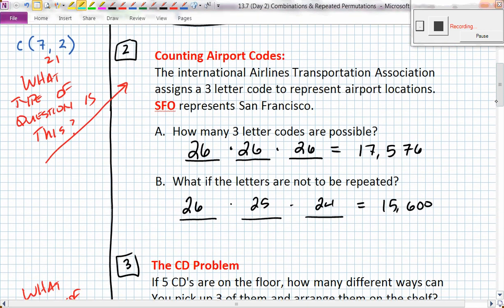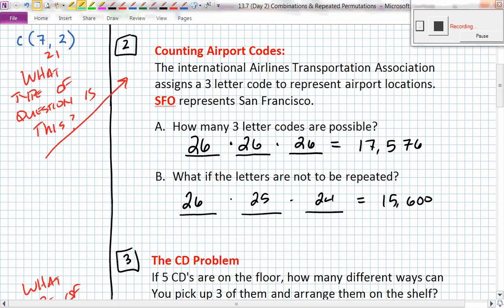So the hardest part with these problems, we took a look at some word problems. The hardest part was figuring out what type of question it's asking us here. So number 2, the International Airlines Transportation Association assigns a 3-letter code to represent airline locations. As an example, SFO represents San Francisco. So how many 3-letter codes are possible?